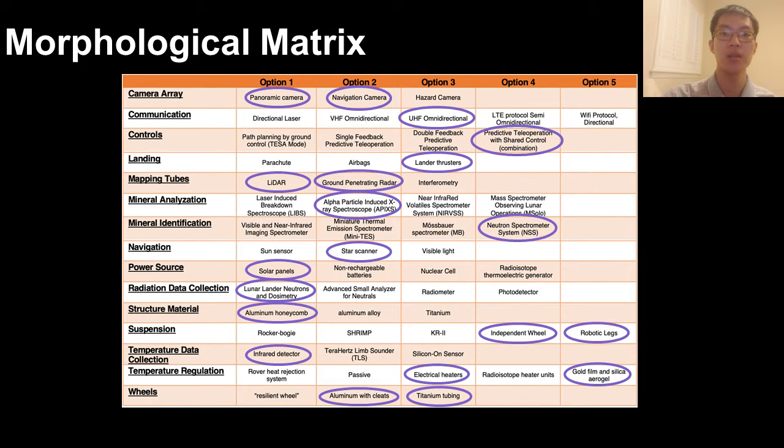A few highlights include the Cave Explorer's use of LiDAR and ground-penetrating radar to map tubes, and its use of alpha particle and neutron spectrometers for analyzing and identifying minerals from a distance. The system will have an aluminum honeycomb structure and will be entirely solar powered. Independent wheel suspension will be used for the transportation platform, while the Cave Explorer will have robotic legs.